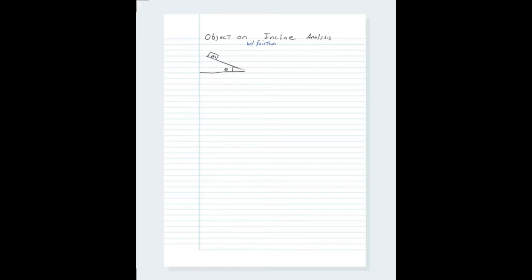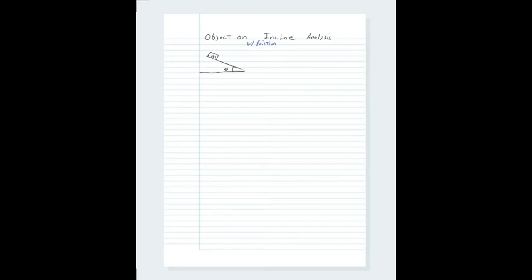Okay, so if we have an object on an inclined surface like this and it starts up at the top, we release it, maybe it slides down to the bottom. If there's lots of static friction, then maybe it wouldn't slide down the surface at all. But let's make the assumption that it's going to slide down the surface and there's friction acting on it.